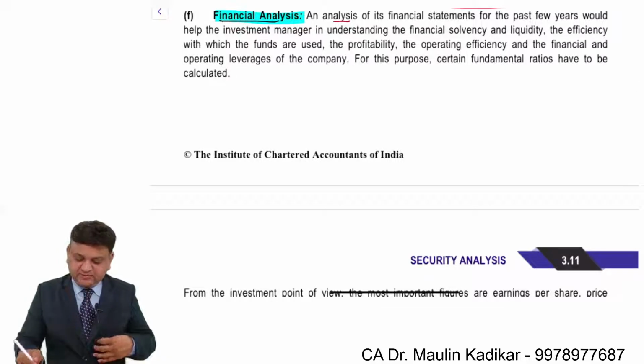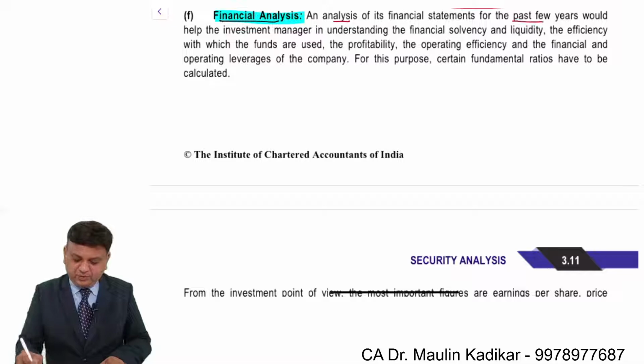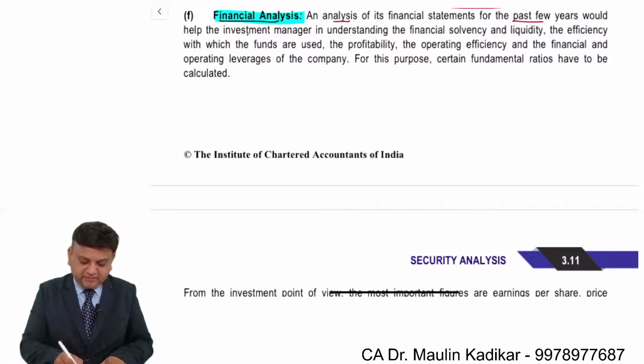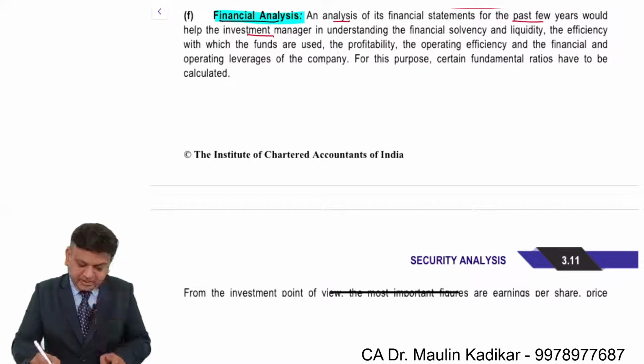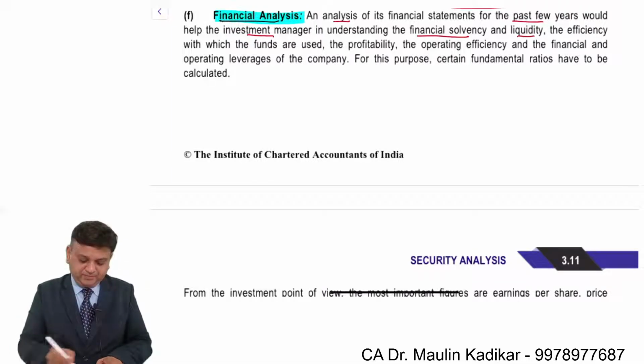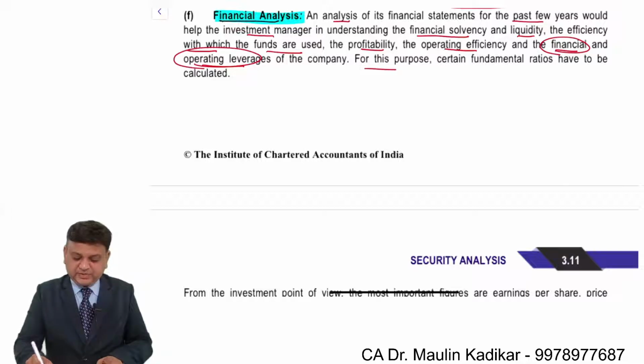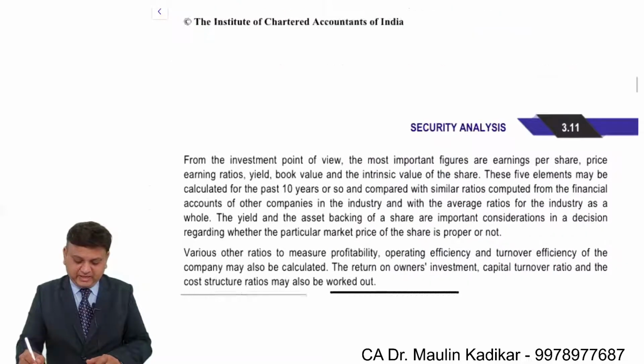An analysis of the financial statements for the past few years would help the investment manager in understanding the financial solvency and liquidity, the efficiency with which the funds are used, profitability, operating efficiency, financial and operating leverage of the company. Okay, financial leverage, DFL, operating leverage, DOL. For this purpose, certain fundamental ratios are to be calculated.